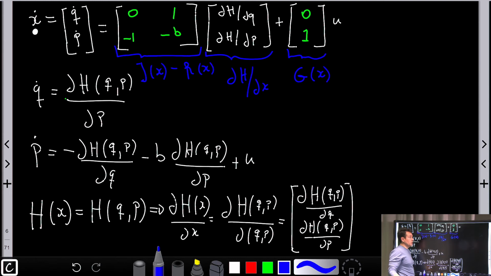And x, which means that we can always rewrite this system as x dot equal to, I will write it down a little bit lower.